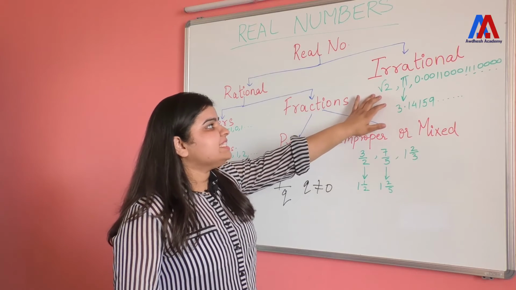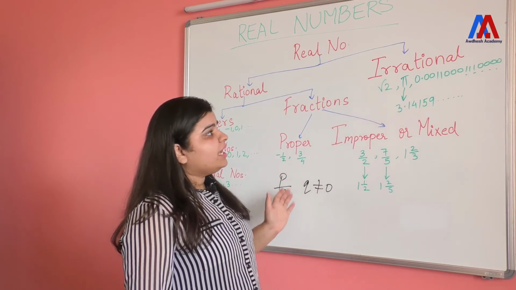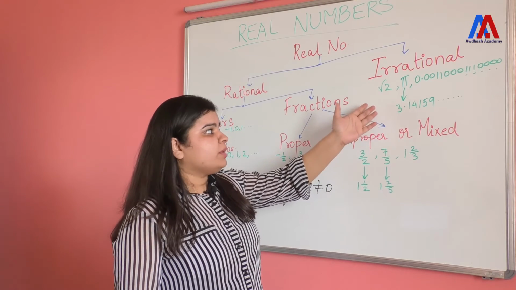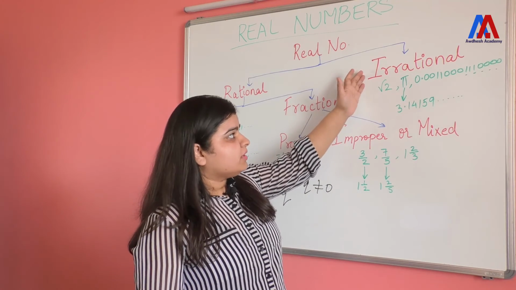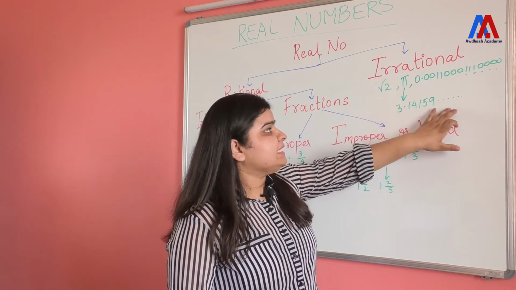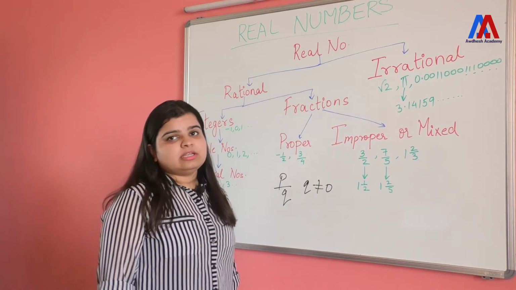Like root 2 is an irrational number because it cannot be expressed in this form, or any other square root of any other natural number which is not a perfect square is an irrational number. Also pi, which has a decimal value of something like this, and this huge number is also an irrational number.